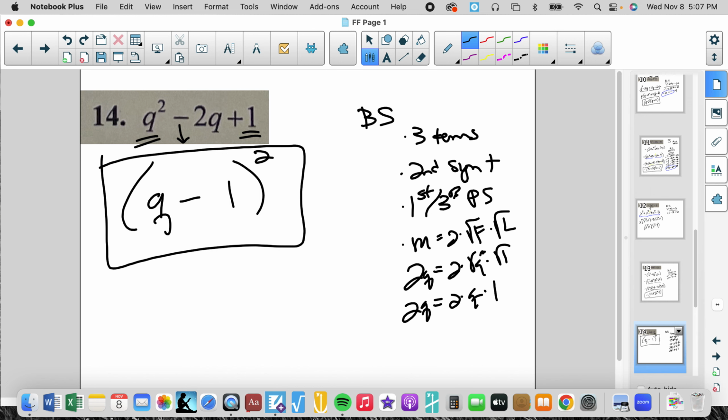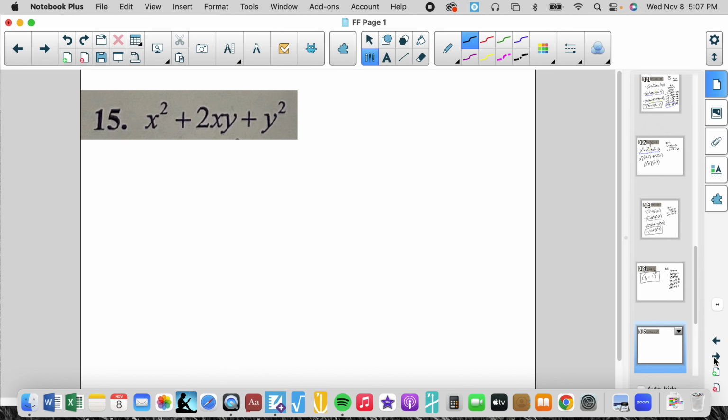So that one you really need to get good at visualizing. Is this a binomial square? Let's see, right? 3 terms, yes. First and third perfect square, yes. Second sign positive, yes. Let's look at that.